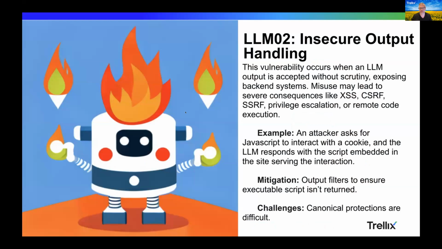The second is insecure output handling. Since you can't exactly predict what the output is going to look like, being able to handle that properly is a big deal. So whatever you're putting on the page suddenly becomes really important.